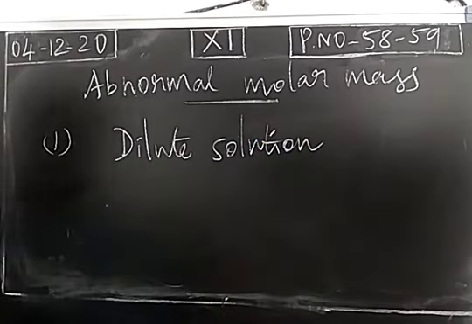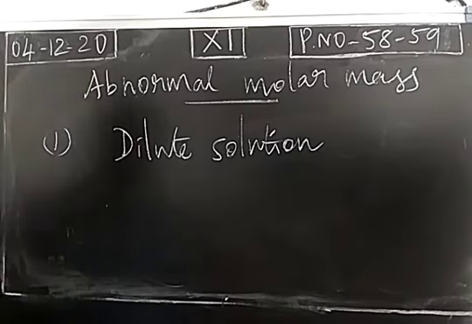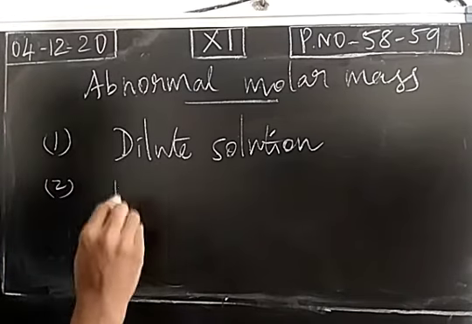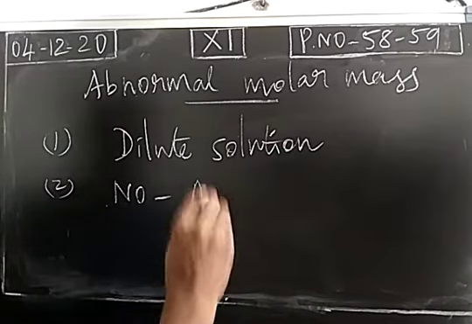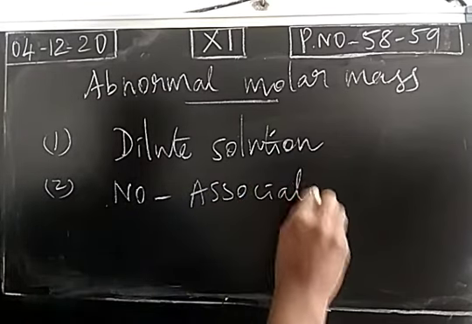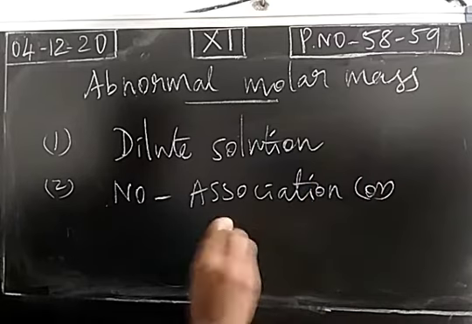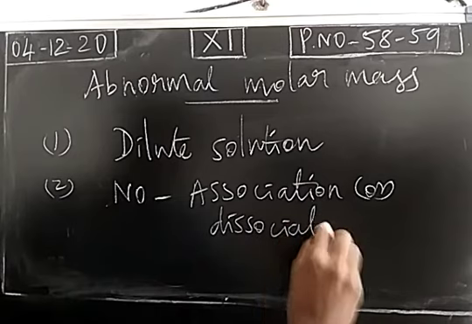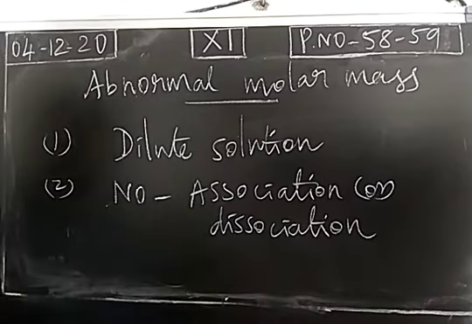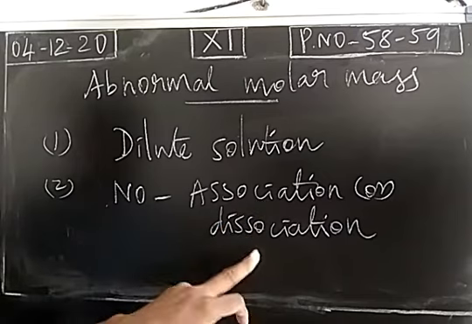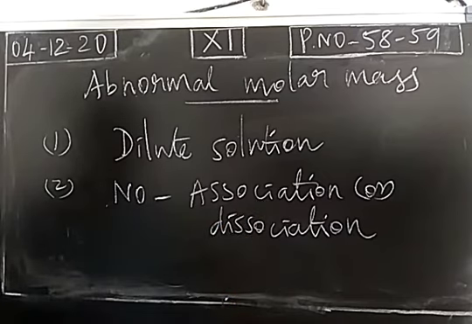To calculate the colligative property, the solution should be a dilute one, and there should not be any association or dissociation of solute. So in the solution, there should not be any association of solute or dissociation of solute. Then only the colligative property will be an accurate one. From that we will get accurate molar mass of solute. So these two are major conditions to get exact molar mass.